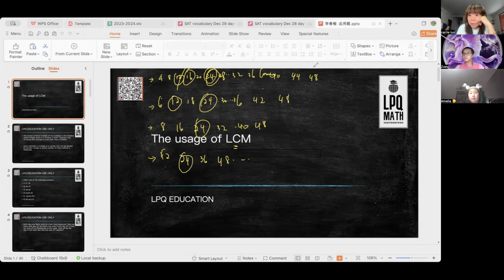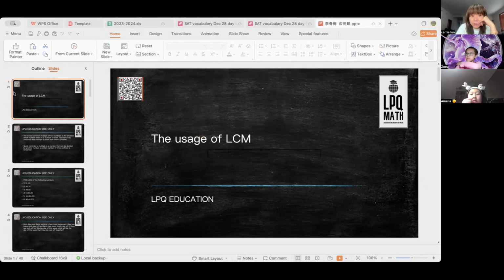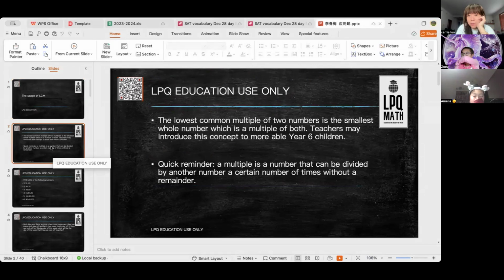And the next one will be 48. So the lowest common multiple will be 24, because they have unlimited common multiples. You can only get the smallest one, but not the biggest one. Get it? So let's take a look at the concept of the lowest common multiple. The lowest common multiple of 2 numbers is the smallest whole number which is a multiple of both.